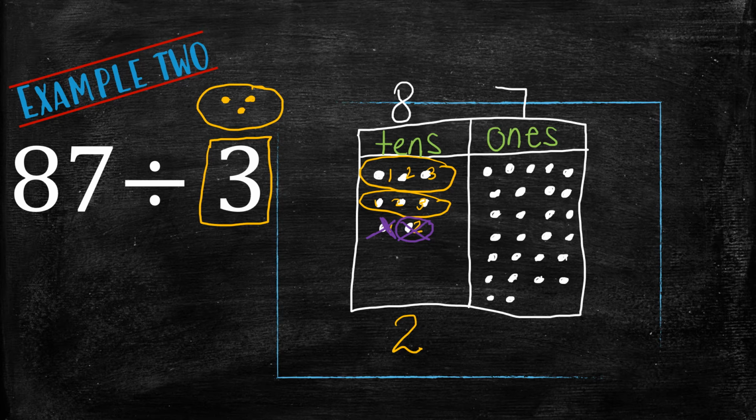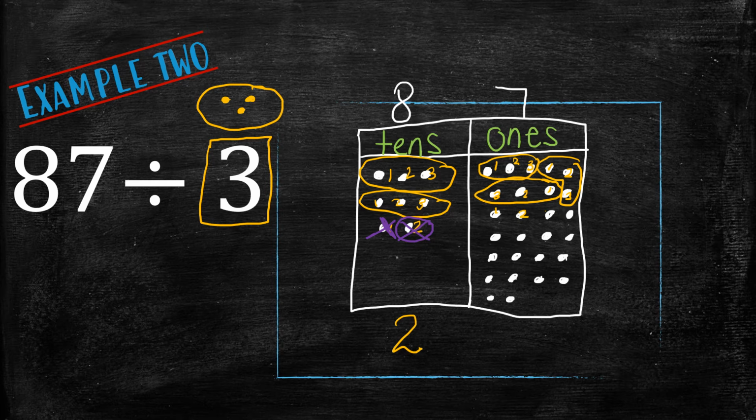Now I'm ready to go into the ones column and group up 3 dots together. Let's see how that would look. So we have 1, 2, 3, that's a group. 1, 2, 3, that's a group. 1, 2, 3, that's a group.